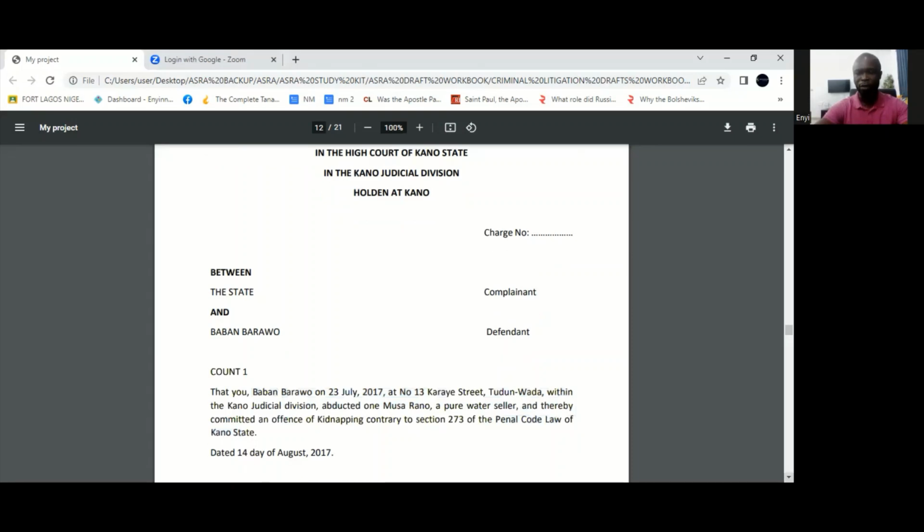Of course, there are differences here and there that you would observe. Of course, you know that with the heading of the court, for instance, in the magistrate, we say magisterial district. In the High Court, we say judicial division. And there's some other things you would also observe in the magistrate court when referring to the section of the law that has been contravened.